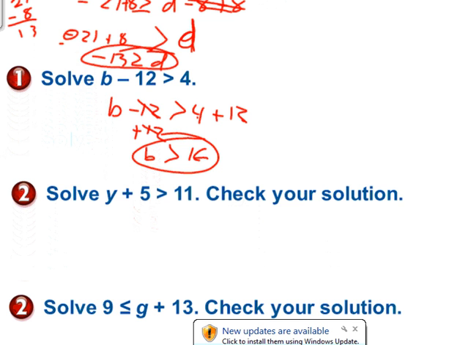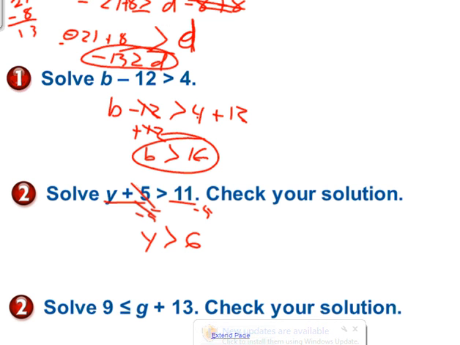Here I'm going to subtract. Y plus 5 is greater than 11. I'm going to subtract 5 from both sides. These cancel out. Y then is equal to 11 minus 5, or I'm sorry, not equal to, let me correct that. Y then is still greater than 6. Y is greater than 6.